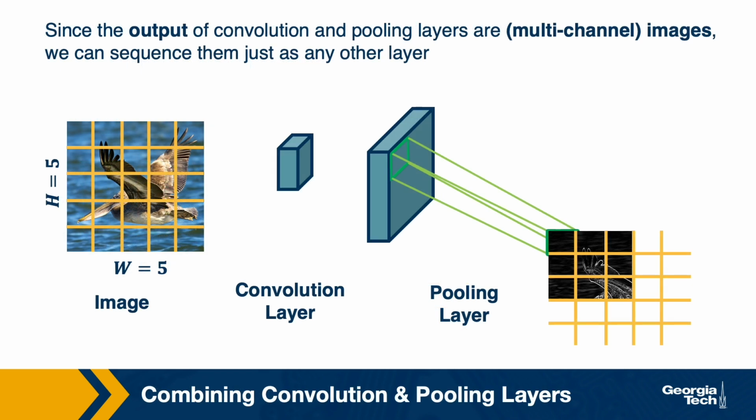Since the output of a convolution and pooling layer are just multi-channel images, that is tensors of size width and height by depth, we can actually just sequence them together, just like any other layer. For example, we can take an image, perform a convolution operation, in this case just one kernel, get an output channel or image, and then we can apply pooling to that same output. And so we can just continue to sequence these together over and over again.